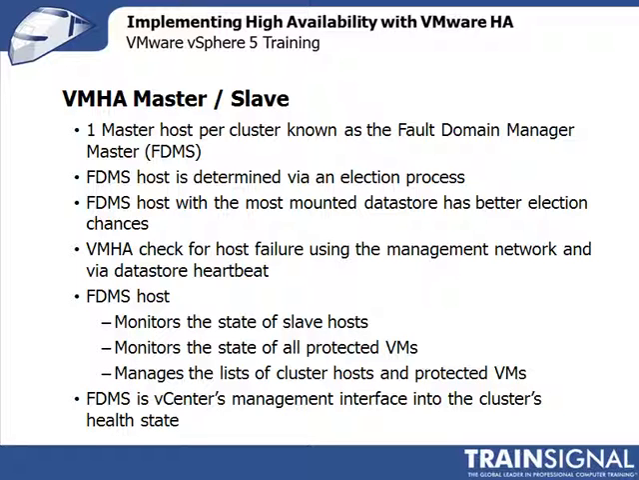vSphere 5 got a little smarter. It's not only checking the management network. So if the management network isn't responding, that default gateway isn't responding for whatever reason, it's also going to check the data stores. It's going to check via the data store heartbeat to make sure, did this host really fail or not? Sometimes the management network might be down, but the host might still be up and the VMs might be serviced. We don't want to declare that the host is down. So with vSphere 5, HA became a lot smarter.